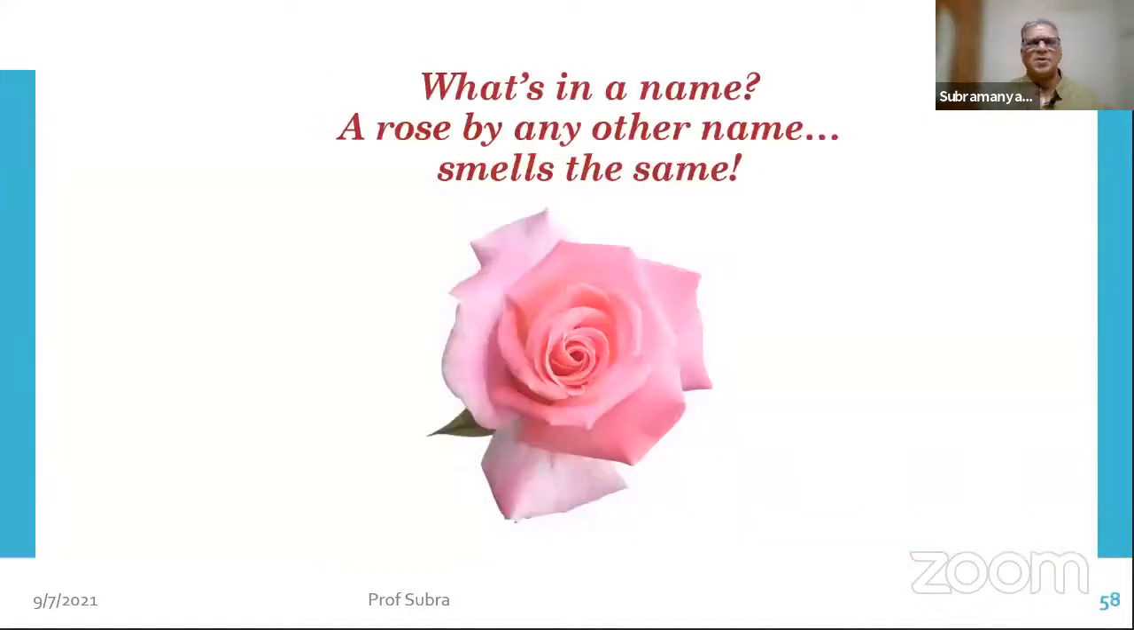Anyway, coming to the conclusion, what's in a name? A rose by any other name smells the same. This is a very popular quote by Shakespeare in Romeo and Juliet. So really, does it matter? All these names we have been talking about, the etymology of the names, does it really matter? It does matter, especially when you want to know the history of that particular word. It makes us understand the disease better, and we also enjoy learning the subject.